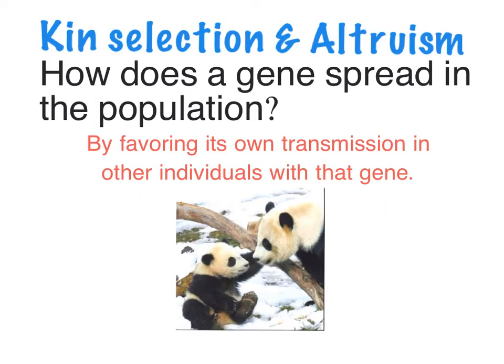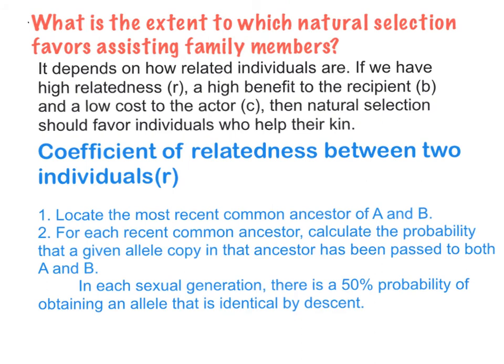So how does a gene spread in the population? By favoring its own transmission in other individuals with that gene. What is the extent to which natural selection favors assisting family members? Hamilton answered this question. It depends on how related individuals are. If we have high relatedness, a high benefit to the recipient, and a low cost to the actor, then natural selection should favor individuals who help their kin.